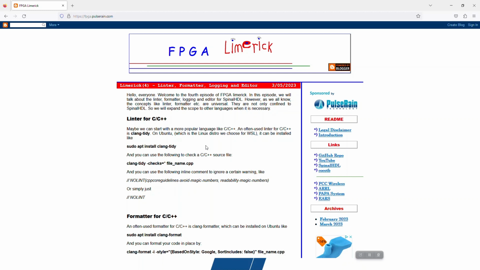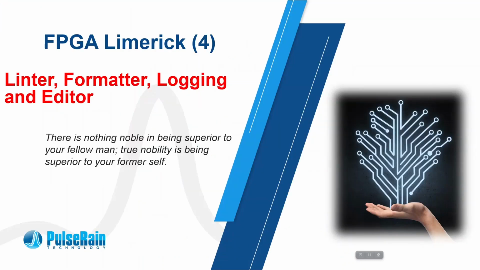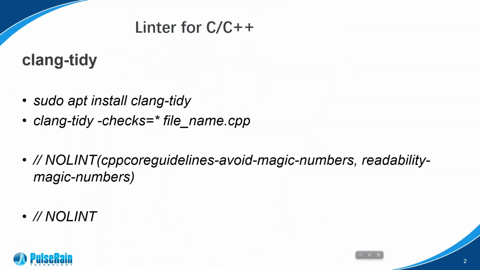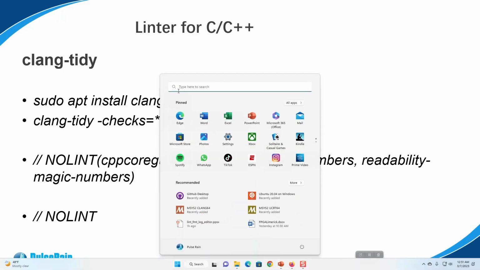Okay, for the linter, you probably already know it is a tool that can check your code against a certain coding style and flag the parts that violate the coding convention. Maybe we can start with C and C++. For C and C++, the linter I usually use is clang-tidy.